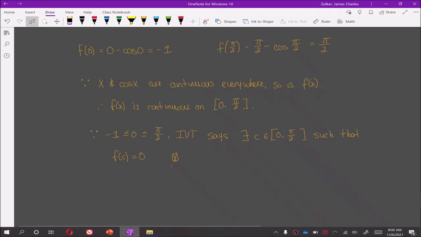Now, it could cross in other locations as well, right? But we're not interested in that. We just wanted to show that it's going to cross at least once.